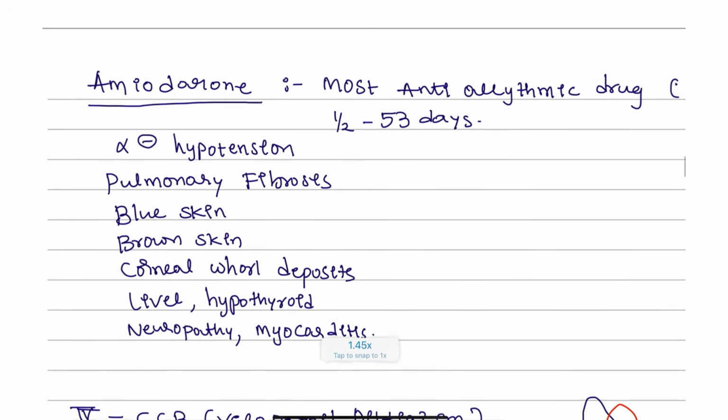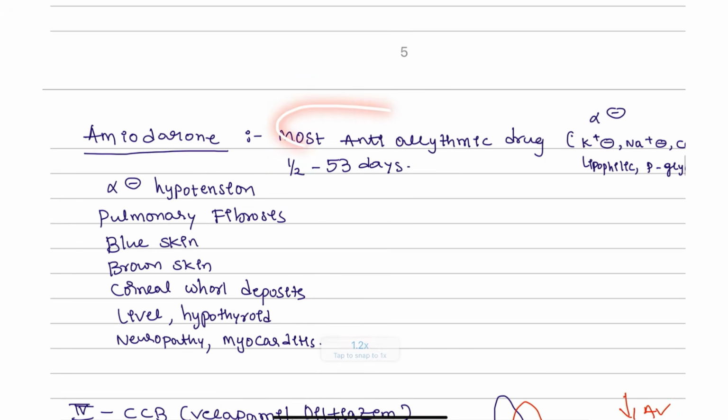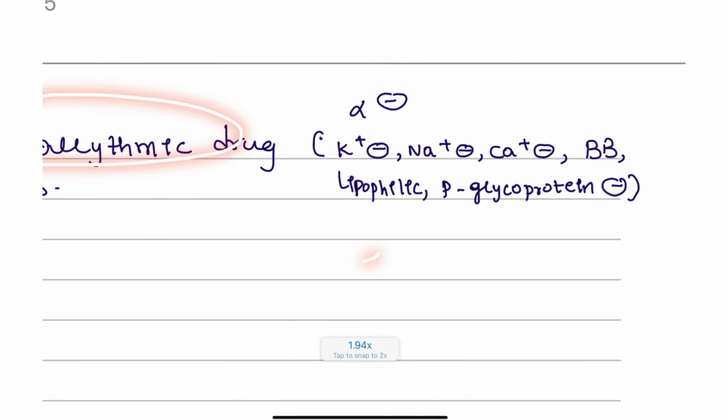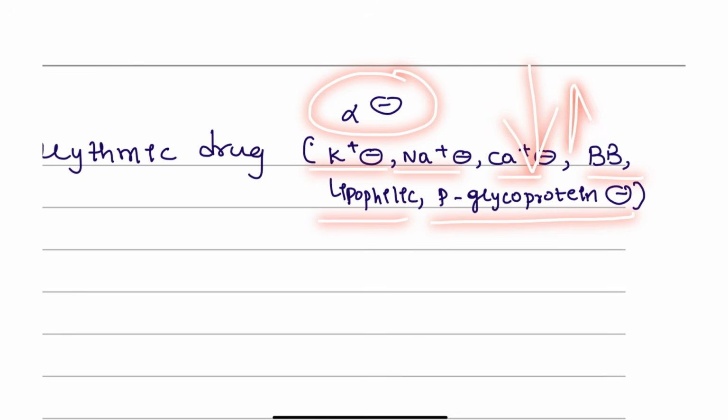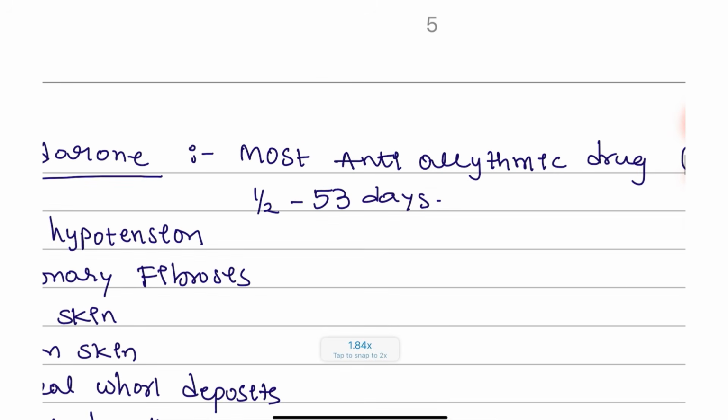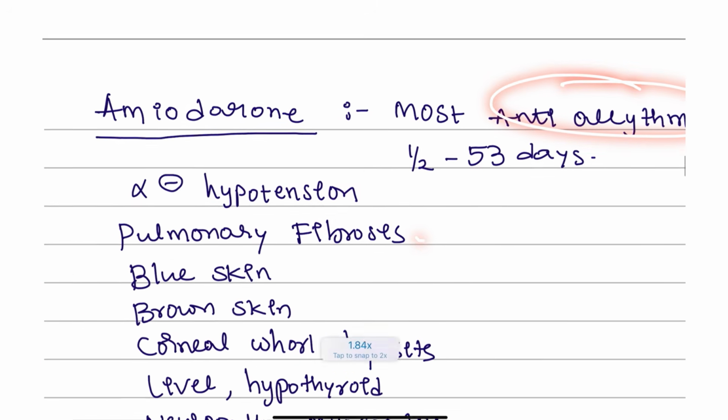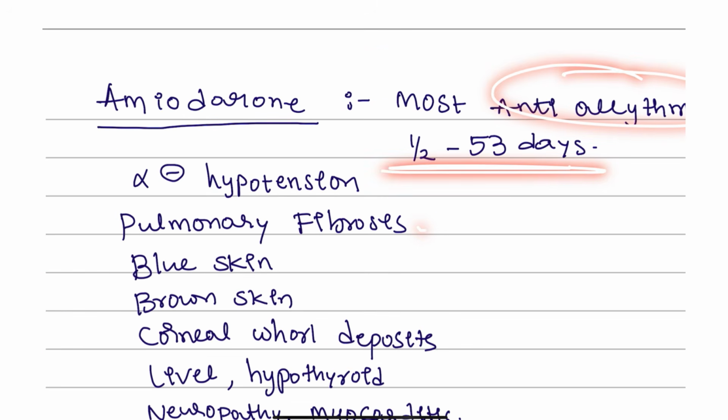Amiodarone. What is amiodarone? It is the most effective anti-arrhythmic drug. Why? Its mechanism of action is that it is going to block the potassium channel, sodium channel, calcium channel, alpha and beta receptors, it is a lipophilic drug, and P-glycoprotein is also going to be blocked. All this is going to decrease the arrhythmia. So that's why this is the most effective anti-arrhythmic drug. What is the half-life? 53 days.